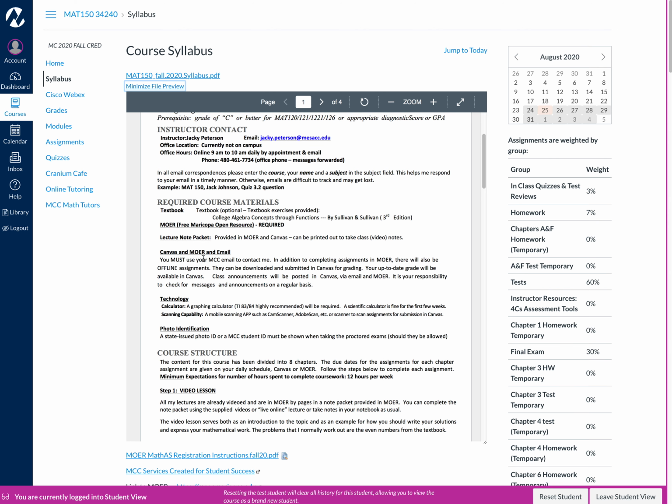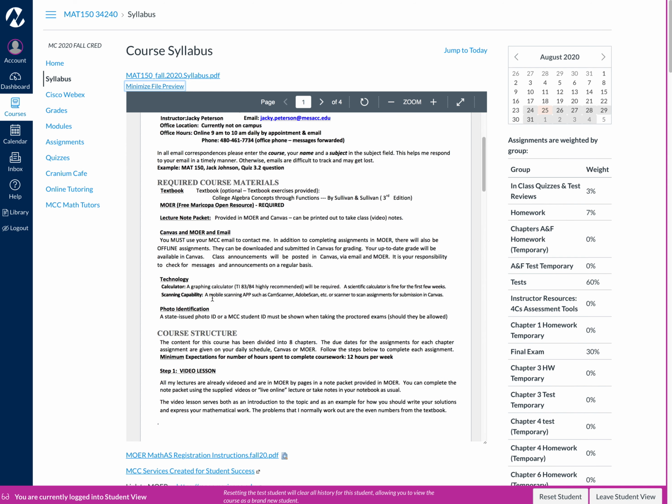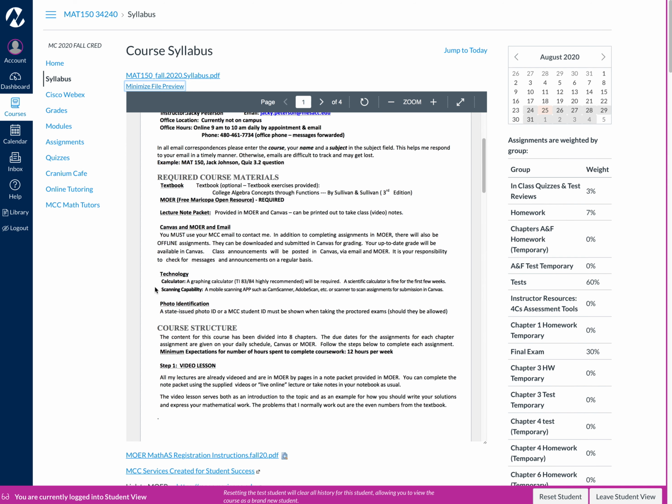You'll be using Canvas more, and of course email. I prefer the school email primarily because then there is a tracking record of emails that are sent back and forth. Technology, of course, you're eventually going to need a graphing calculator. For right now, the first few weeks, a scientific one is fine. You're going to need a calculator, at least a scientific one, and then we're going to pick up with the graphing.